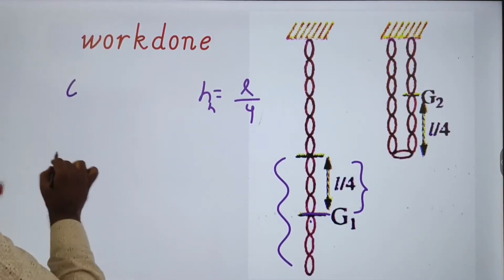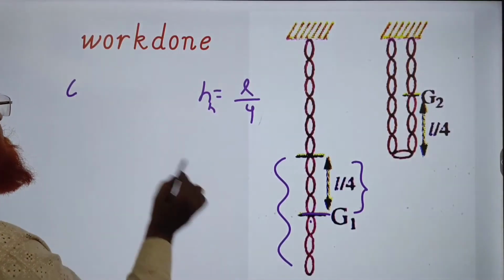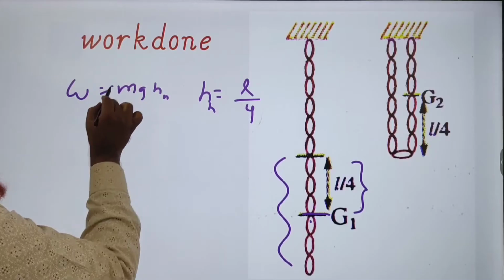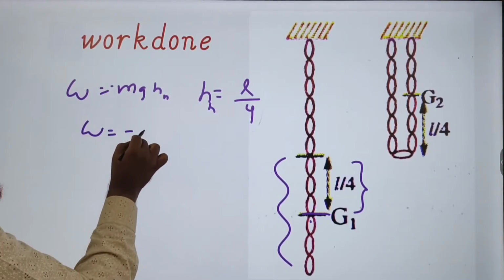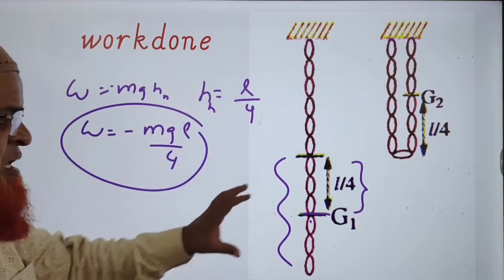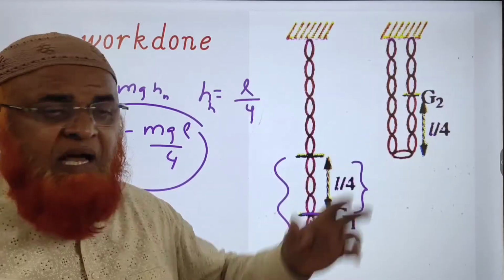Then what is the mass, and what is the work done here? The work done is nothing but minus mgh. So it's a minus sign, minus mgL by 4 is going to be your answer, because this is the concept here. L by 4th part, as it is said here.